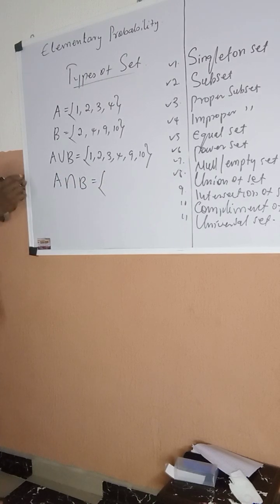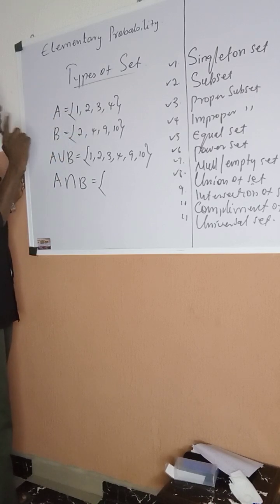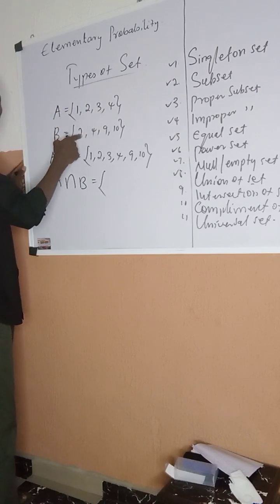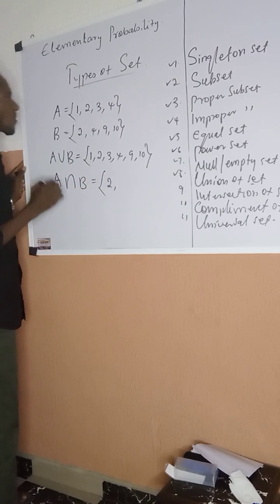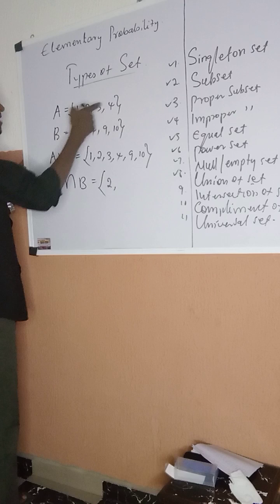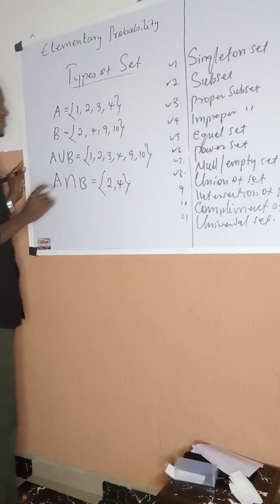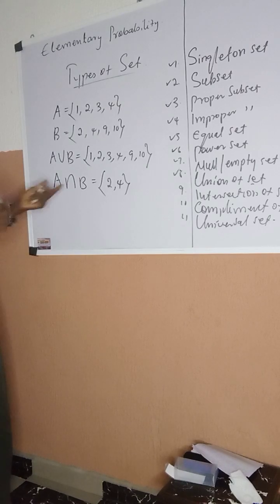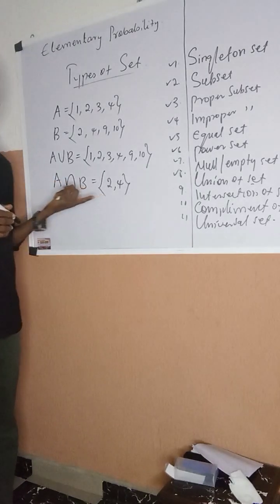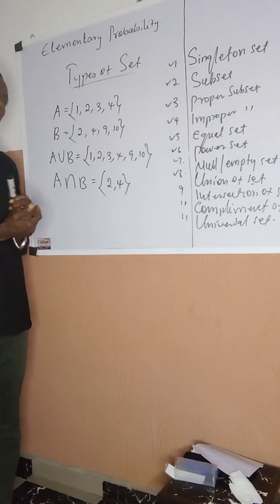This equals... We come down here. There is 1 here in A, there is no 1 here, so it will not be taken. There is 2 here, there is 2 here, so they have 2 in common. I will pick 2, comma. There is 3 here, there is no 3 here, it will not be taken. There is 4 here, there is 4 here, it will be taken. Then I will take 4. So this is an intersection set, which is a set that contains all the members that are common to A and B. So it is called an intersection of sets.